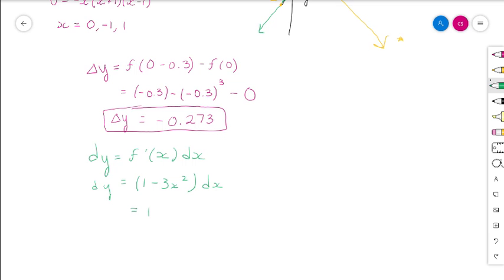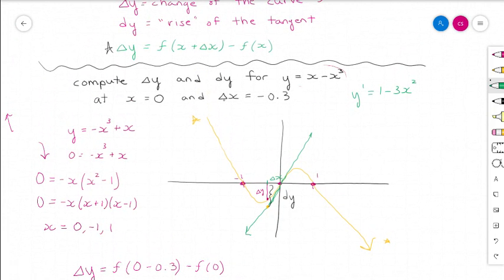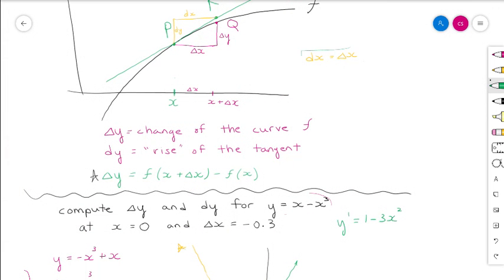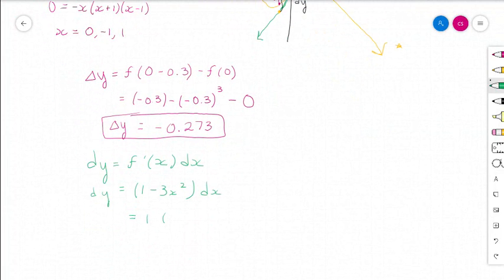And then what was dx again? Let's go back up here. Well, delta x was negative 0.3. But we saw that delta x and dx are the same thing, right? Because this is delta x and this is dx. So if delta x is negative 0.3, that means dx is also negative 0.3. Okay, so then 1 times it is negative 0.3. All right, so we have then that dy is negative 0.3.